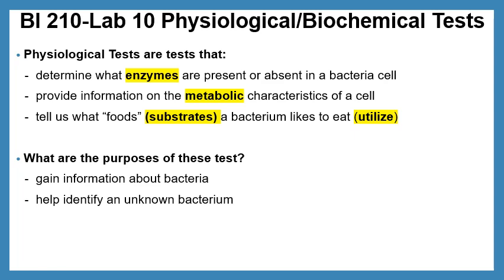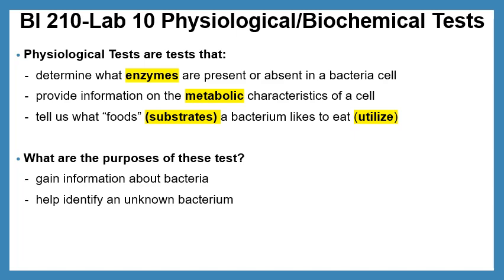So now we are going to discuss the physiological or biochemical tests. The purpose of these tests, of which there are many, is to determine the enzymes that are present or absent in a particular bacteria cell. This allows us to gain important information about each bacteria cell and their characteristics. These tests also provide information on the metabolic characteristics of a cell.